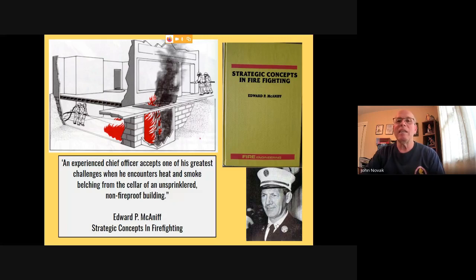So again, get out there, get into the tactics books, see what else is out there, and come up with a couple of plans that you may have to put into effect when you're the IC someday. So again, we're not doing cellar fires, but I just want to throw some of the tactics out there, and it has to do with building construction.